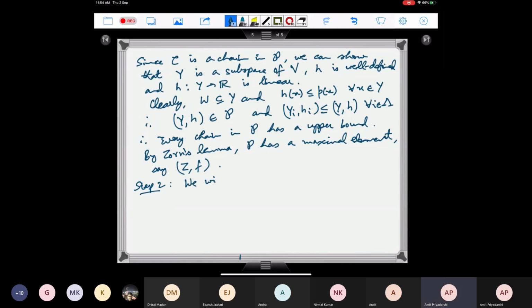We will show that this Z must be equal to V, and that will prove the theorem, which will complete the proof.